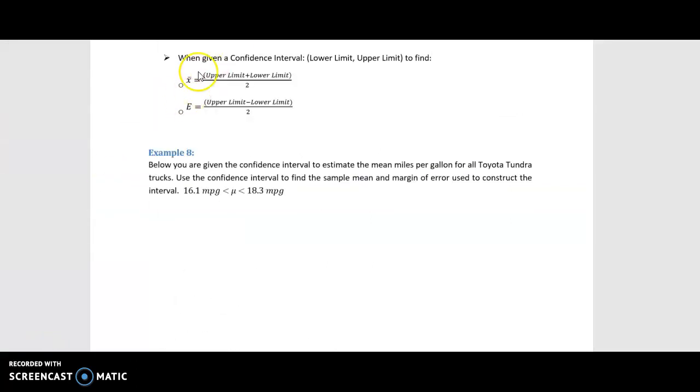Okay, and the last part of this section is when a confidence interval is given. If they tell you the confidence interval, they give you the lower limit and the upper limit. To find x bar, you add them together, the upper limit and the lower limit, and divide by 2. To find the margin of error, you take the difference between the lower limit and the upper limit and divide by 2. So, example 8.